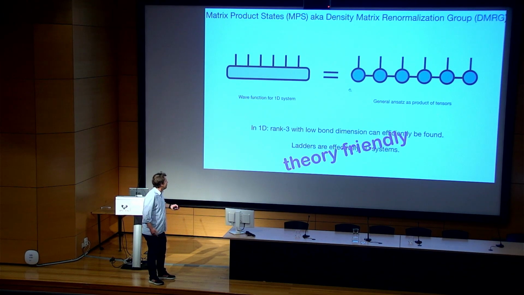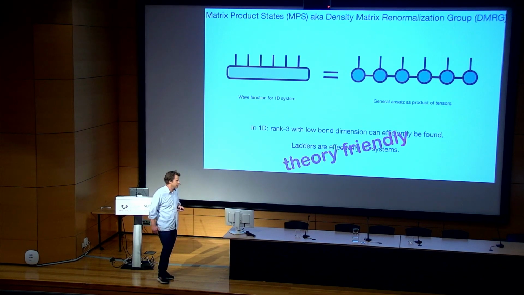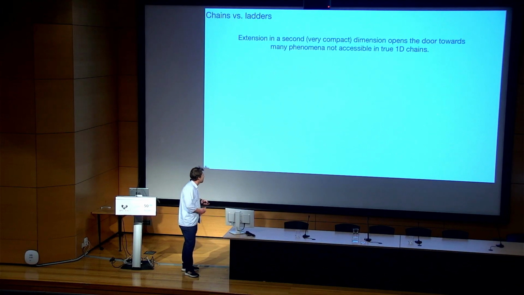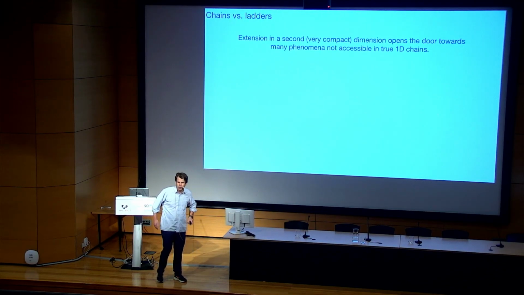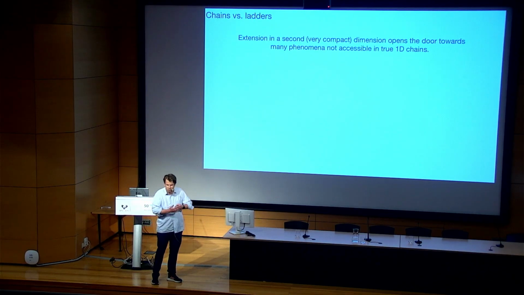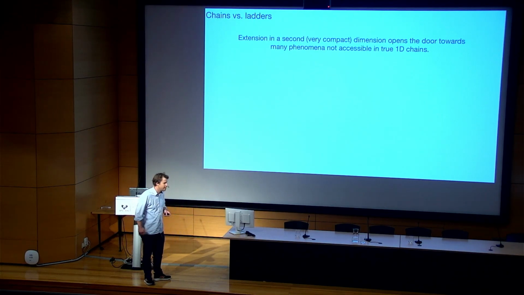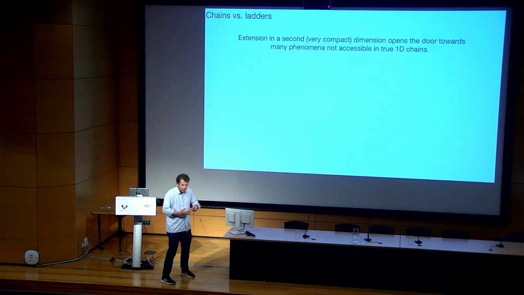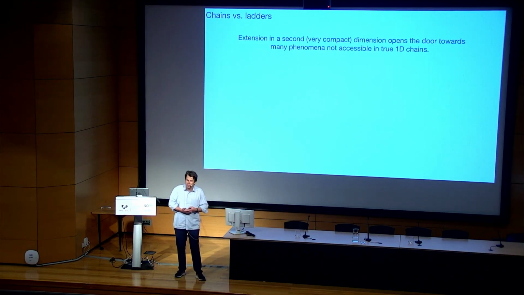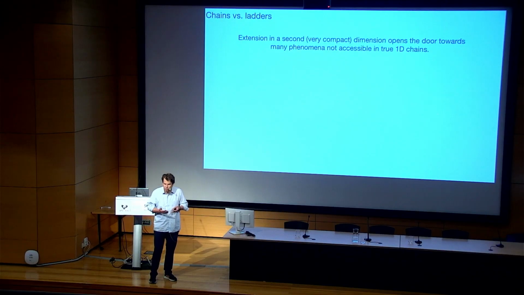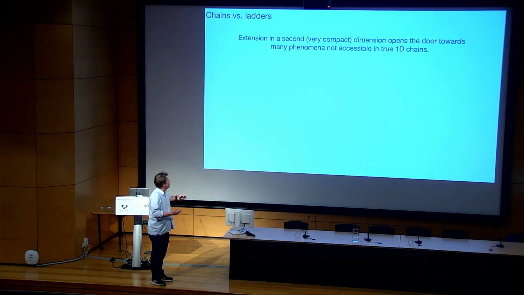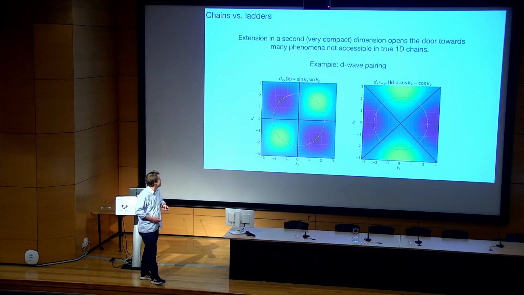So ladders are theory-friendly objects. Now, you may think, okay, I'm just looking for some simple geometry, then why not directly go to 1D chains? This is even simpler than a ladder. But of course, the reason why we're interested in ladders is that it's the simplest geometry which allows us to go a little bit beyond 1D, and to explore some phenomena which really are not possible in 1D. One example that we will see today is D-wave pairing.